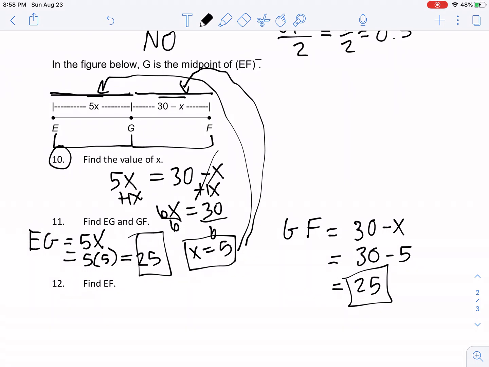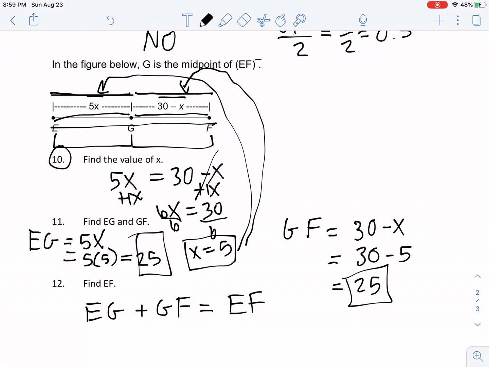The last thing they tell us is to find EF. Well, we know that EG plus GF has to equal the total distance EF. This one plus this one equals the total length, right? Well, what did we say EG and GF are? 25. So what's 25 plus 25? 50. So 50 is equal to EF. So that would be my final answer.